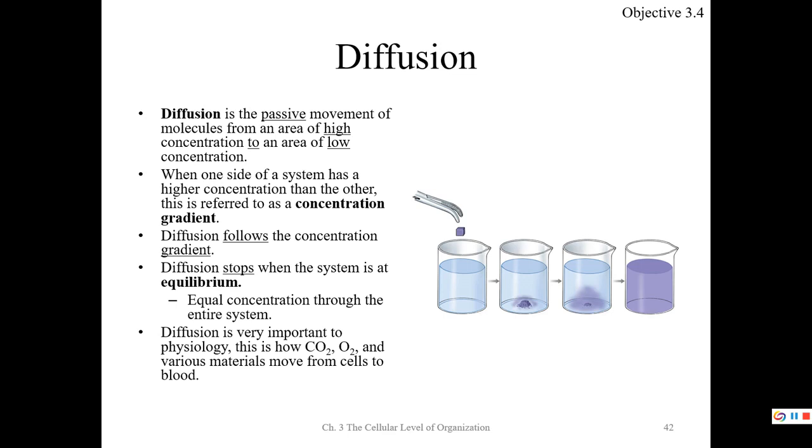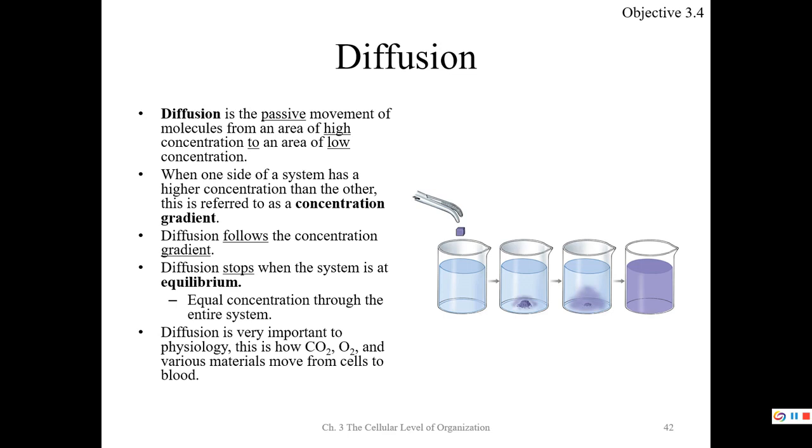Now, anytime we have a system that has a high concentration on one side and a low concentration on the other side, we call this a concentration gradient. What we say is diffusion follows the gradient. It goes from high to low.